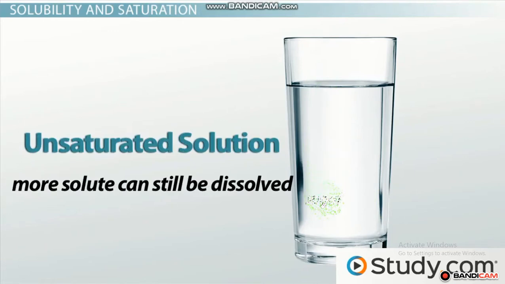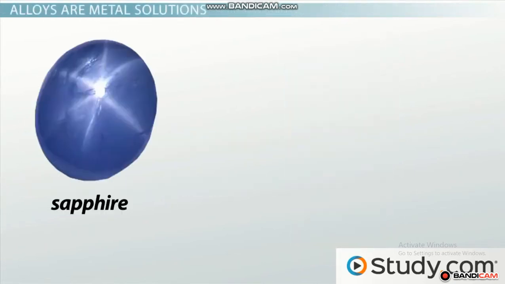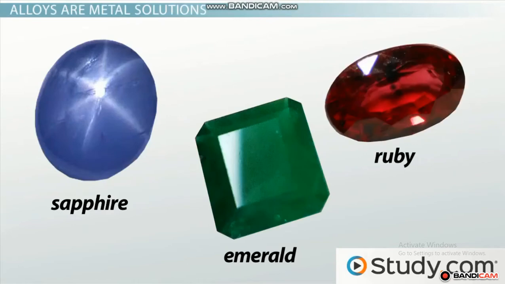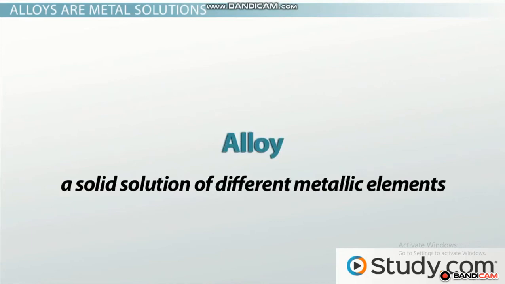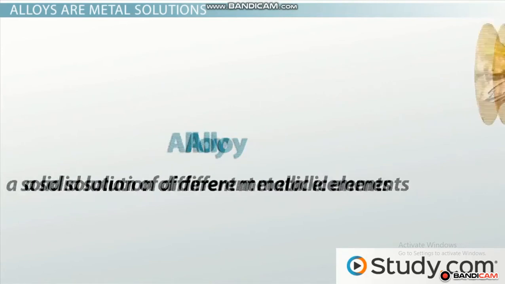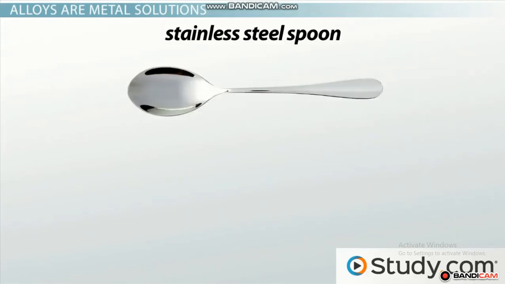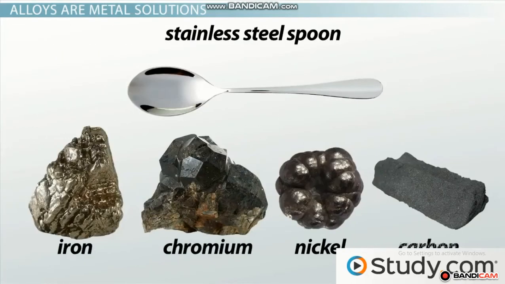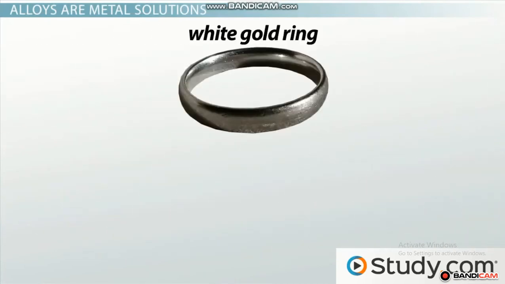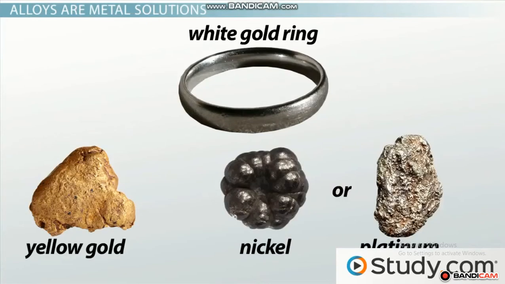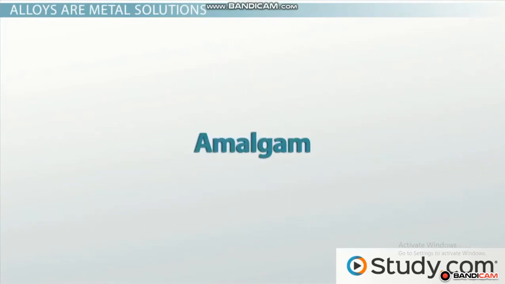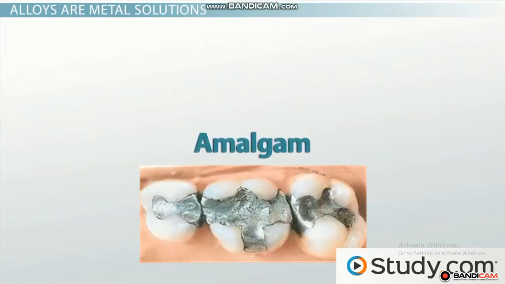dissolved by the solvent. I mentioned solid solutions before, but there's a special kind that deserves a little more attention. This type of homogeneous mixture, called an alloy, is a solid solution of different metallic elements. Brass is an alloy because it's a homogeneous mixture of copper and zinc. Stainless steel is a solid solution of iron, chromium, nickel, and carbon, so it's also an alloy. Yet another alloy is white gold because this is a combination of yellow gold and a white metal such as nickel or platinum.